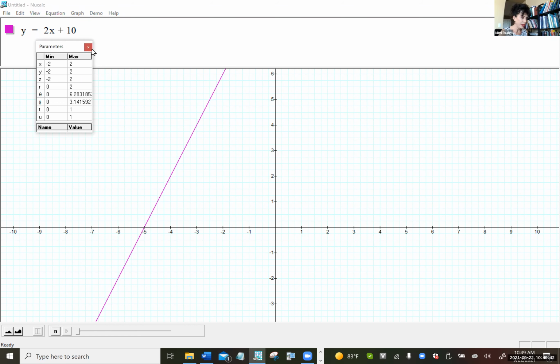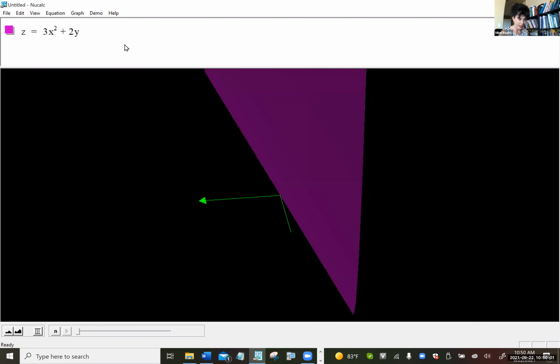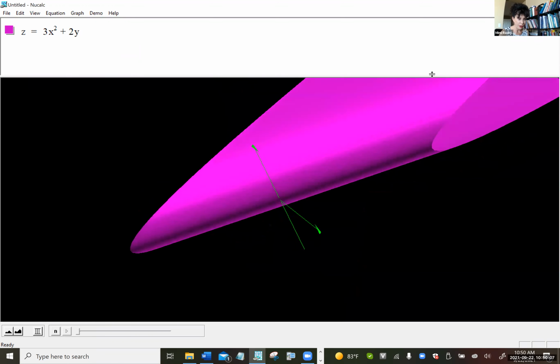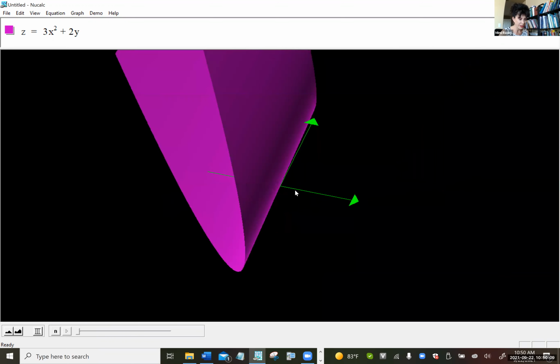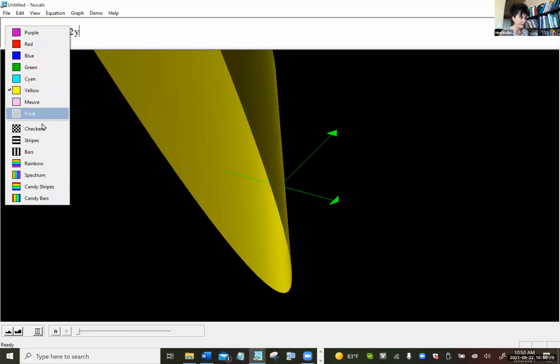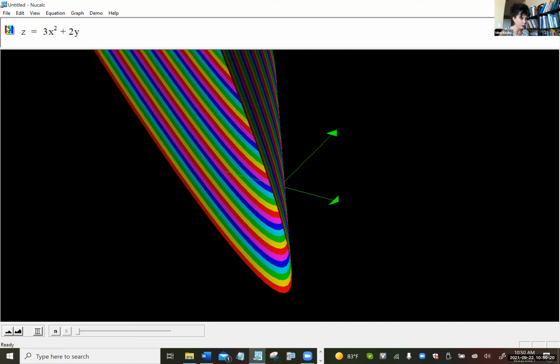But I can also graph things in 3D. So what can I also do? Well, I can go z equals, just something fun, 3x squared plus 2y. I have no idea what I'm graphing right now. Whoa, there it is. I'm giving the surface in what we call explicit form. This particular software allows me to change colors if I have explicit form. I can go candy stripes. Woo, candy bars. Oh, nice.